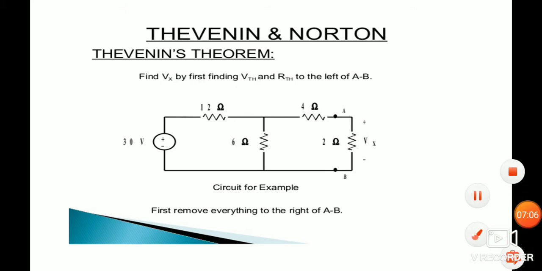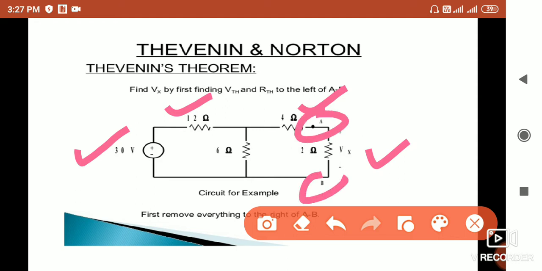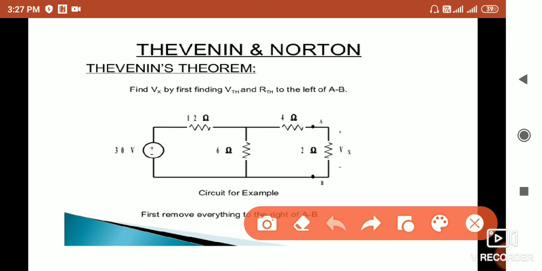This is our general network consisting of four resistances and one single independent voltage source. This is the 3-volt battery. This is the 12 ohm resistance, this is the 6 ohm resistance, this is 4 ohm, and this is 2 ohm. But the question mentions that we find the Thevenin equivalent circuit across A and B. It means find the Thevenin equivalent circuit across the load 2 ohm. So how to find the Thevenin equivalent circuit across the 2 ohm resistance?